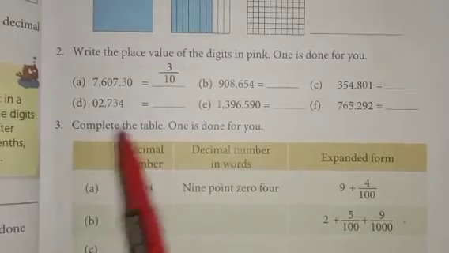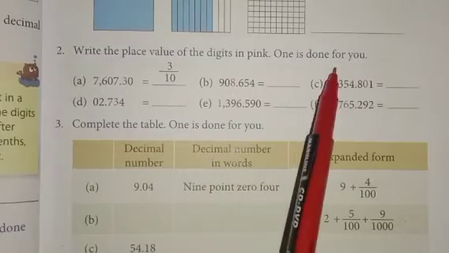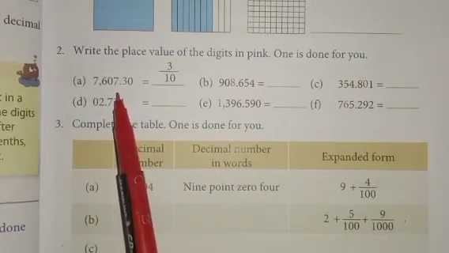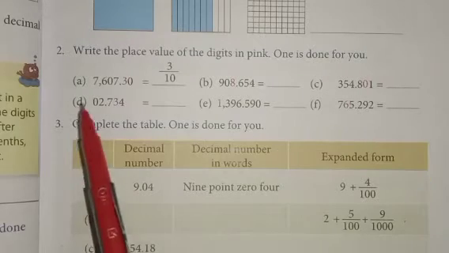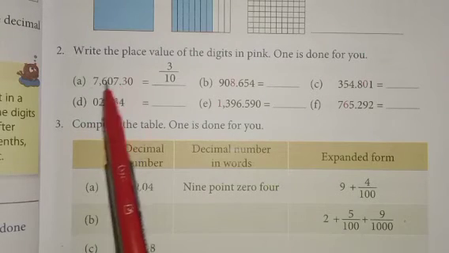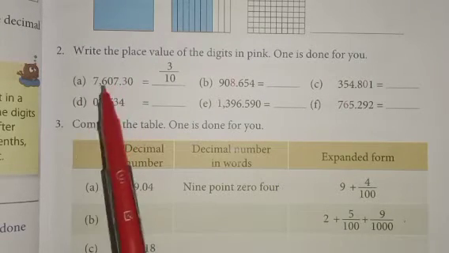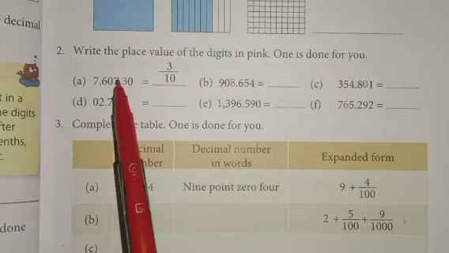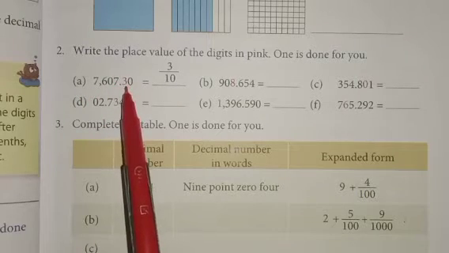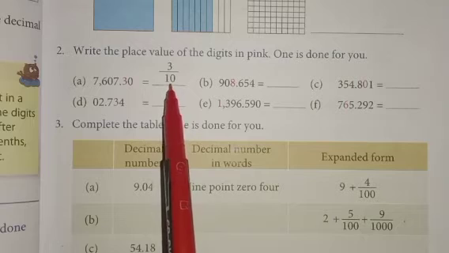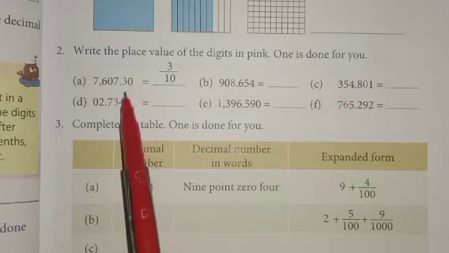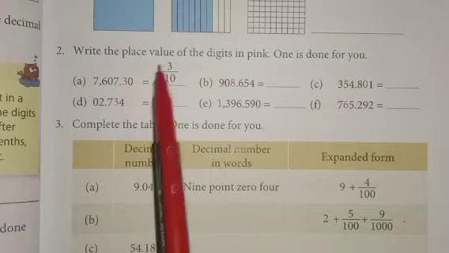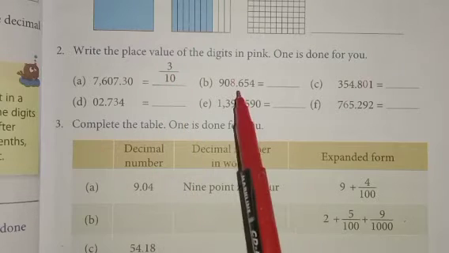Next, write the place value of digits in pink. One is done for you. So write the place value of the pink color number. I told before, before the decimal point, that is the whole part, you studied tens, ones, hundreds, those numbers. After the decimal point, that is fraction. Decimal fraction we want to write. So here 3 is in tenths place. So 3 by 10.